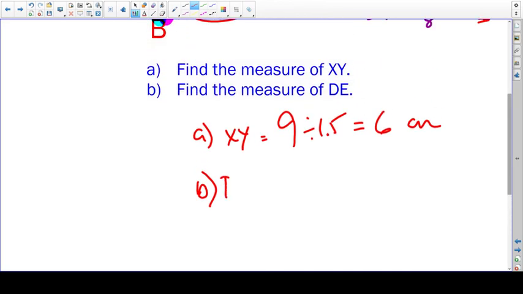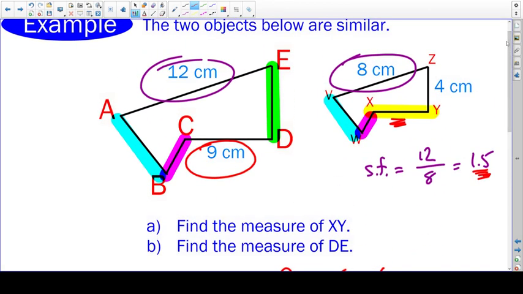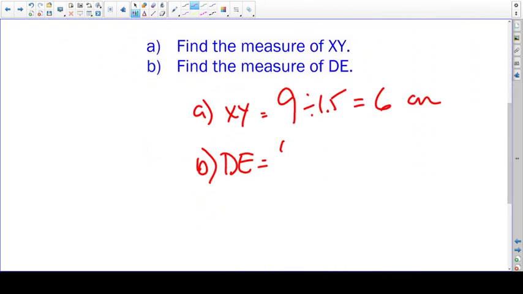Part B asks us for DE. Now DE is that right-hand piece, and we see it corresponds with 4. So we're going to take 4 and multiply it by 1.5, and we'll also get 6. So both of our unknowns are surprisingly the same, 6 centimeters.